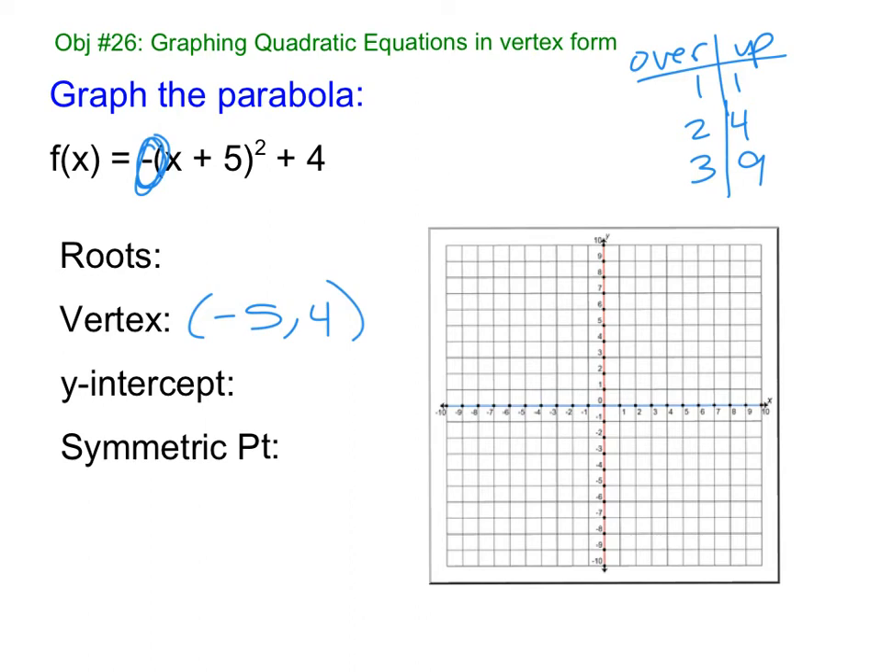It goes down. So all we're going to do is instead of going up, we're just going to go down. Right? So (-5, 4). So when you're counting, instead of going over 1, up 1, we're going to go over 1, down 1, over 2, down 4, over 3, down 9. So over 1, down 1, over 2, down 4, over 3, down 9: 5, 6, 7, 8, 9.